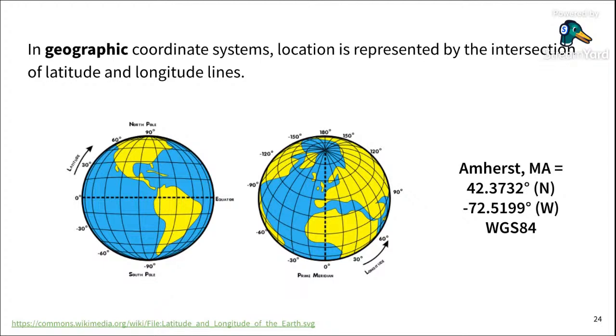Similarly, lines of longitude go from 0 degrees to 180. So if your data has values between 0 to 90 or 0 to 180, you know that you're using a geographic coordinate system. And so I've put as an example, the coordinate location for where I am right now in Amherst, Massachusetts is 42 something degrees north and negative 72 degrees something west.